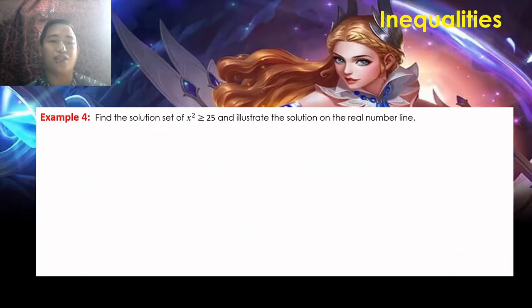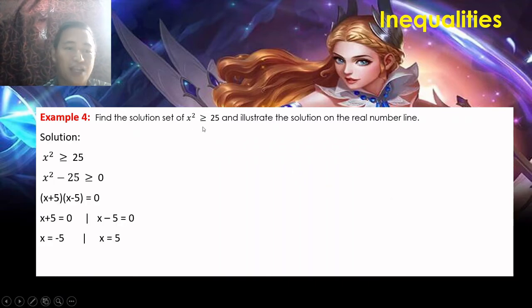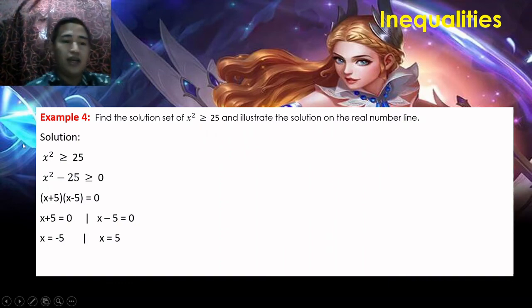Example number 4. Okay, what if it is greater than or equal to? So x squared is greater than or equal to 25. Solution: x squared is greater than or equal to 25. It's the same as before, class. Transfer 25 to negative 25, so we equate it to 0. We again need the points negative 5 and 5.